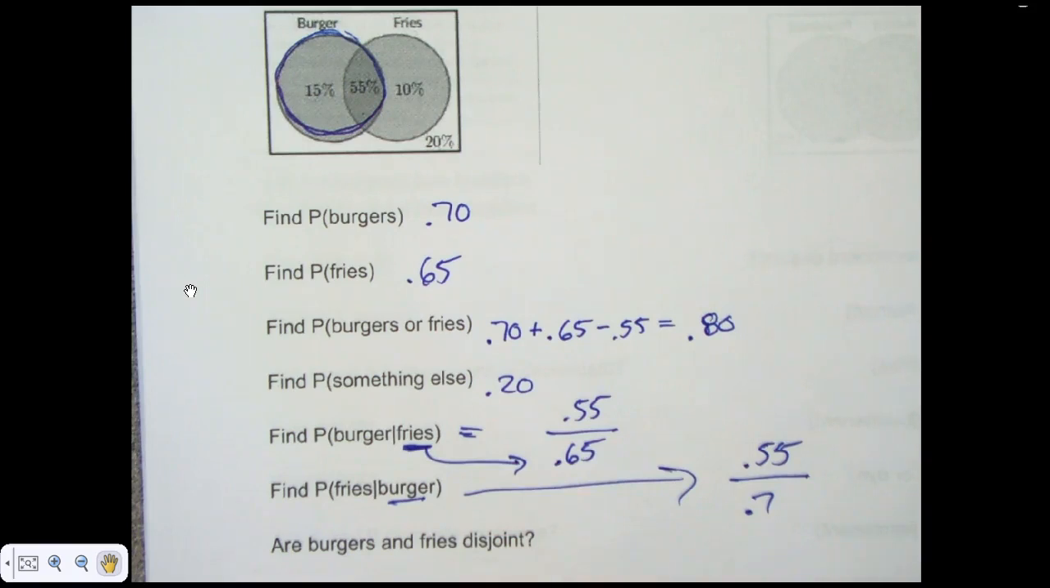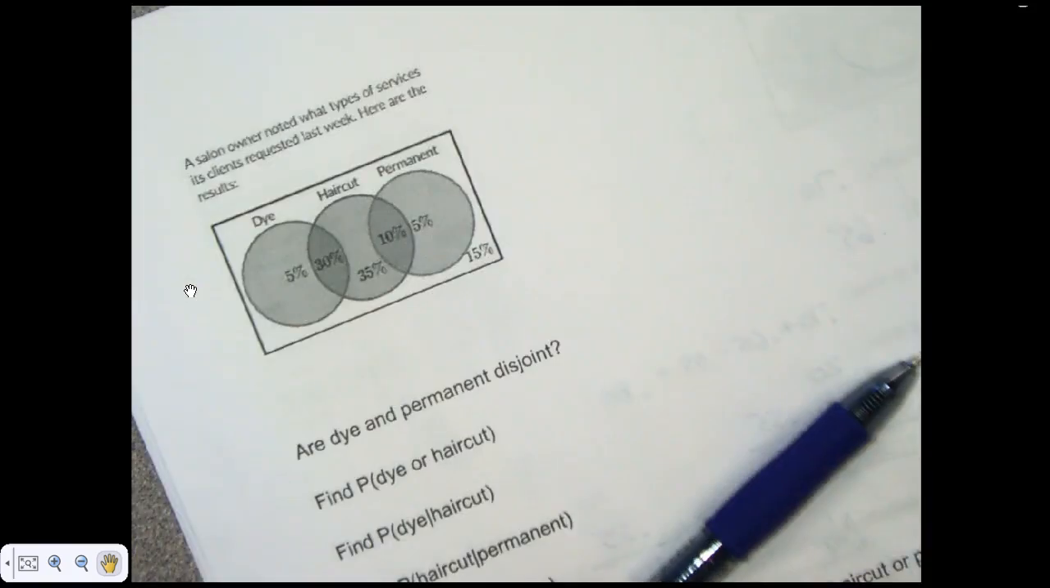Are burgers and fries disjoint? Nope, because they can overlap, right? Are they complements? Nope. Is that alright? Do the back. Yeah, there's 3 circles. Fancy stuff.